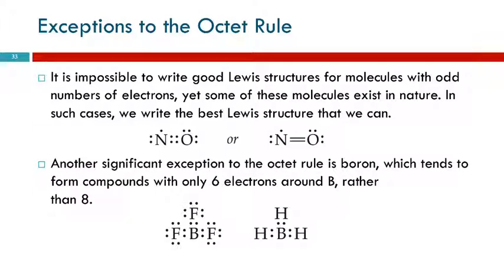Another one is compounds of boron. So boron is one of the smaller elements. It's element number 5. It tends to form compounds that only have 6 electrons instead of 8 on the boron. So it'll form boron trifluoride, boron trihydride. Those violate the octet rule, and yet that's the Lewis structure for them. And that's because boron's a little guy.